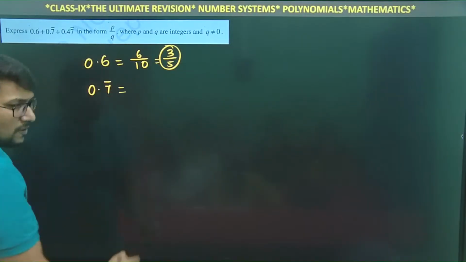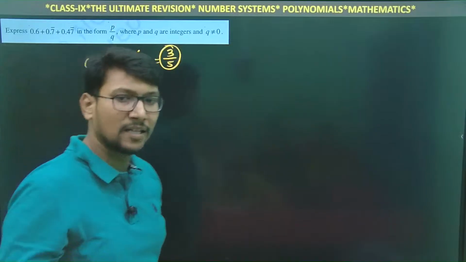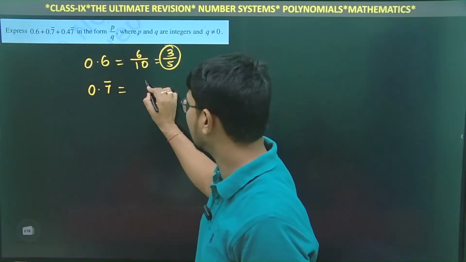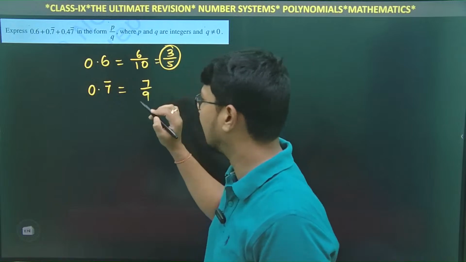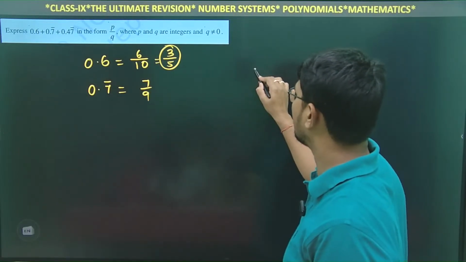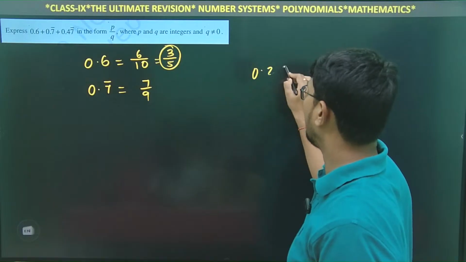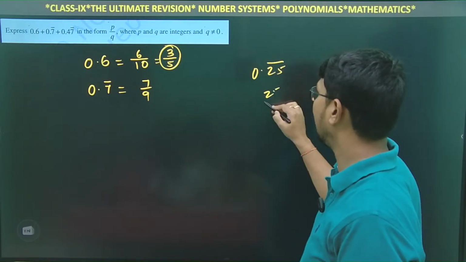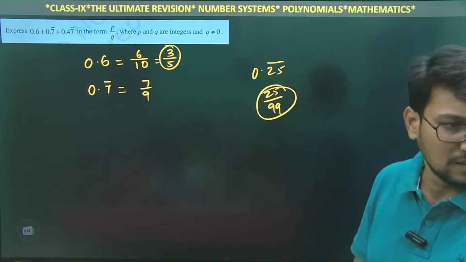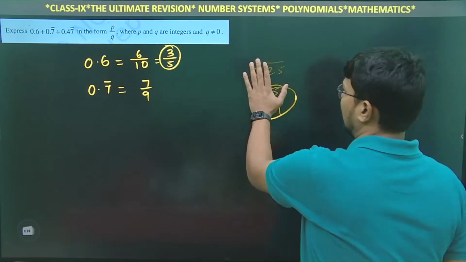0.7 bar. But whenever the bar is only on one digit, you just write 7 by 9. Is that clear? If it is given 0.25 bar, 25 bar means 25 by 99 you can write. So we can solve that.